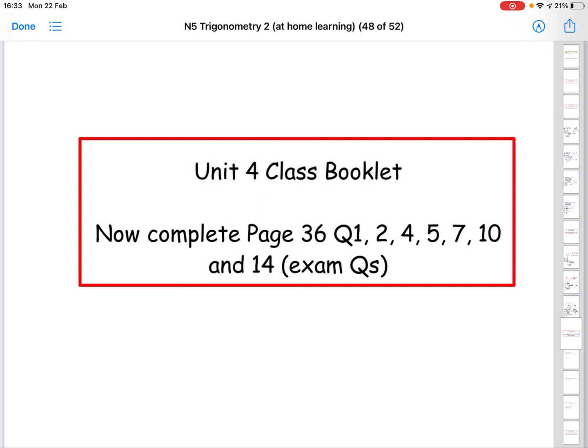So in the booklet, I've chosen questions for you that I'd like you to do. So page 36, question 1, 2, 4, 5, 7, 10 and 14. These are all exam style questions on sine rule, cosine rule, area of a triangle. So make a start on what you can today, and we will continue these on in the next lesson as well.